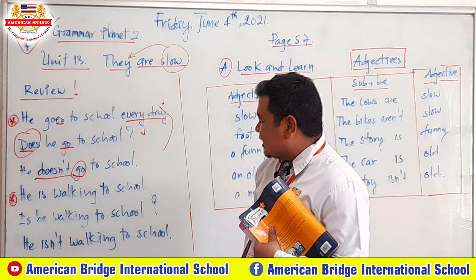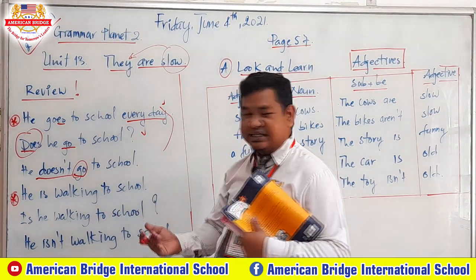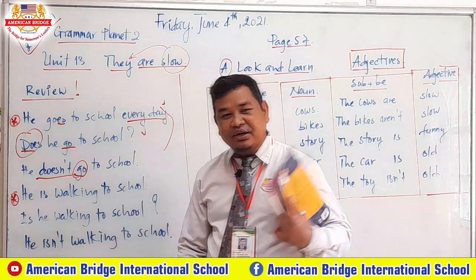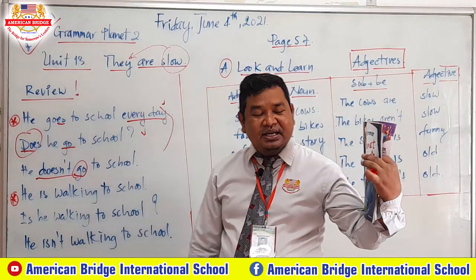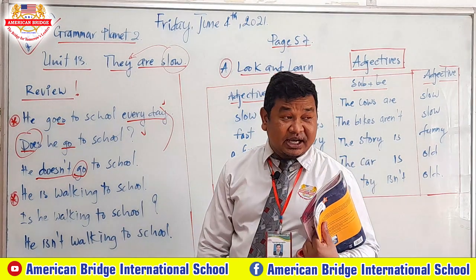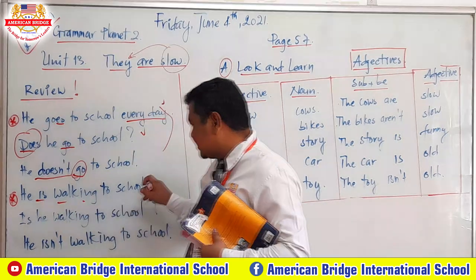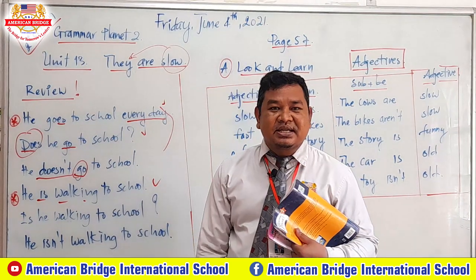Okay students, and then let's move to the other one. This one says, "He is walking to school now." For example, he is walking to school because you see him on the way like that. Oh, he is walking to school. So it is to be plus verb-ing. This one is present continuous tense.